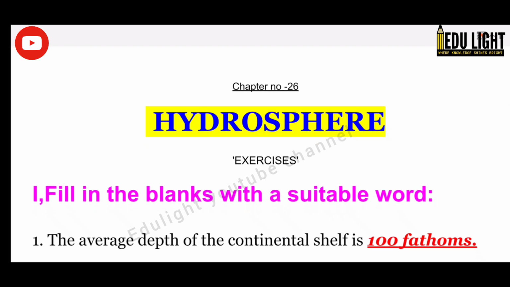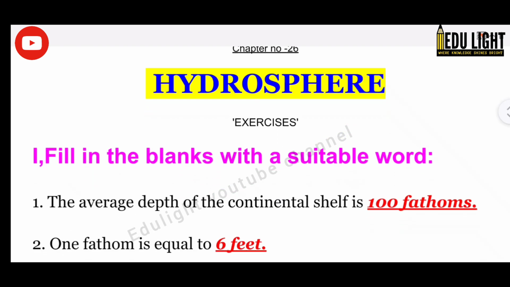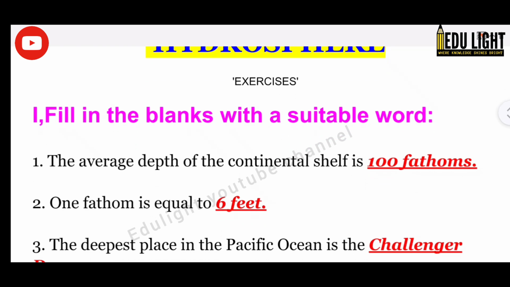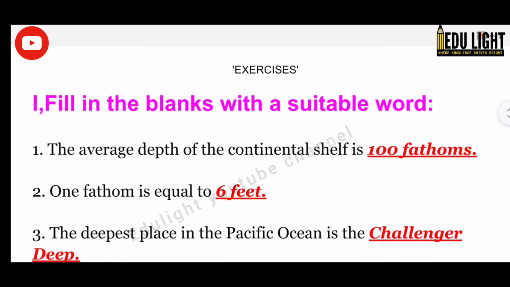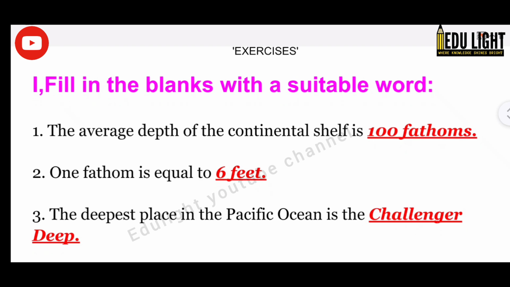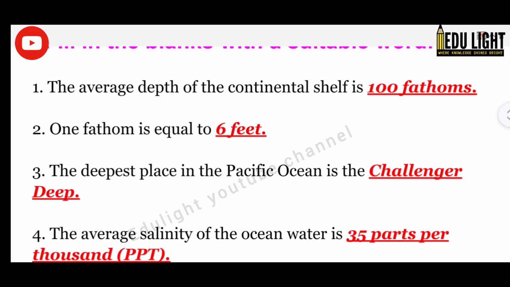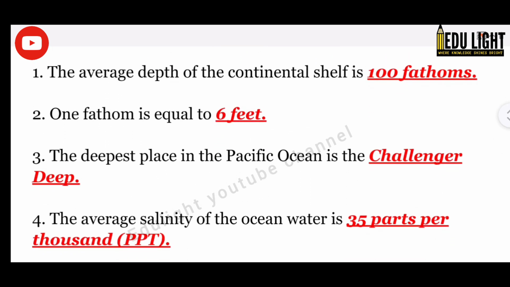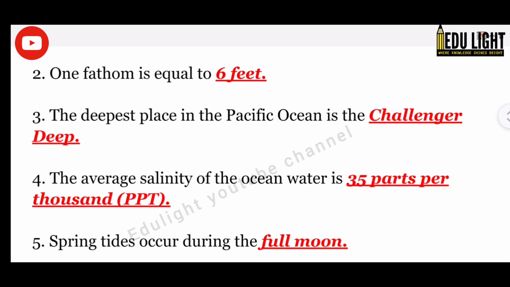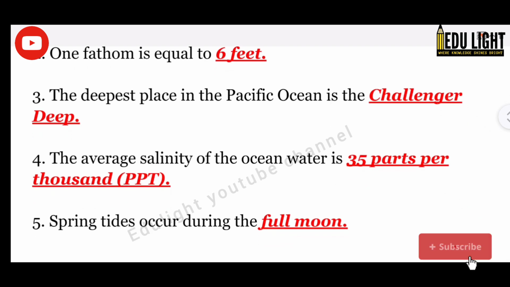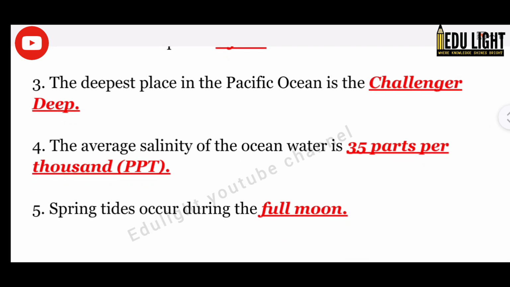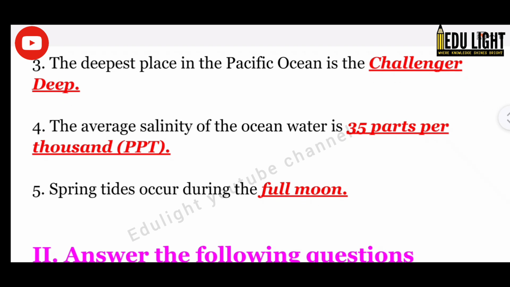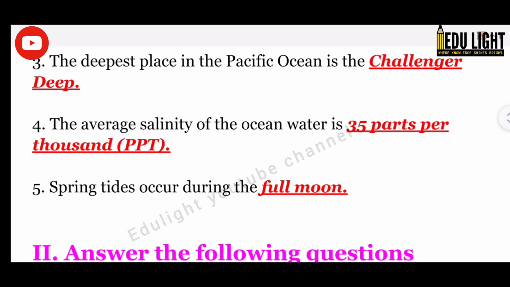First, fill in the blanks with a suitable word. 1. The average depth of the continental shelf is 100 fathoms. 2. 1 fathom is equal to 6 feet. 3. The deepest place in the Pacific Ocean is the Challenger Deep. 4. The average salinity of the ocean water is 35 parts per thousand, ppt. 5. Spring tides occur during the full moon.